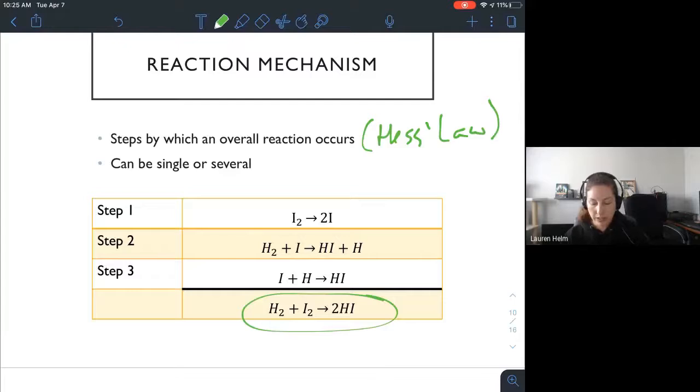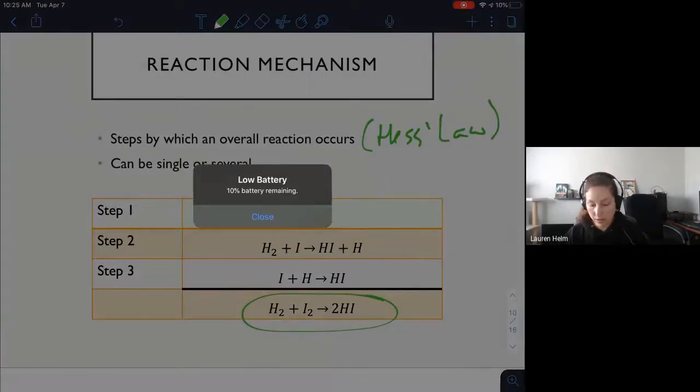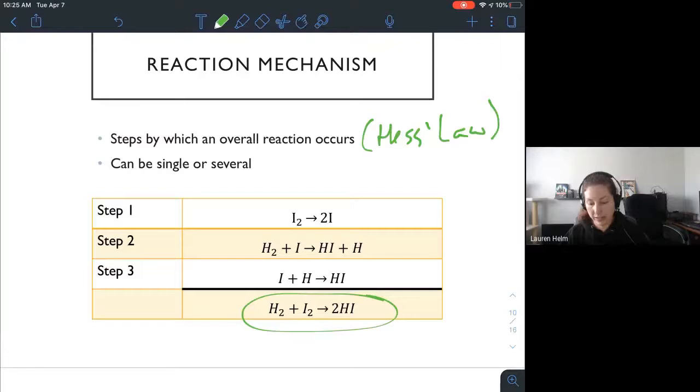Step 1, the iodine needs to go from a diatomic iodine to individual iodine atoms. Our hydrogen and one of the iodines needs to react to form a hydrogen and iodine complex and a lone hydrogen ion. And then a single iodine and another hydrogen also need to react to form another hydroiodic acid. So we can see 3 steps needed for this reaction to occur. Even though we would document it as just one single reaction, it has multiple steps in the process.